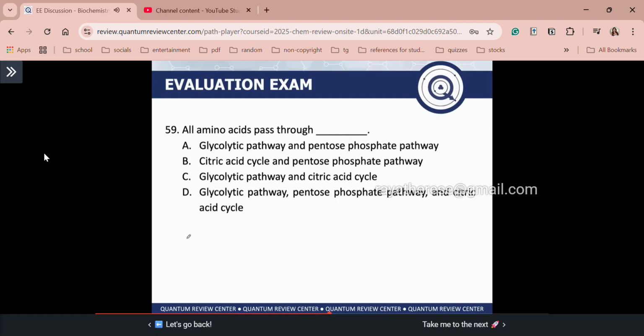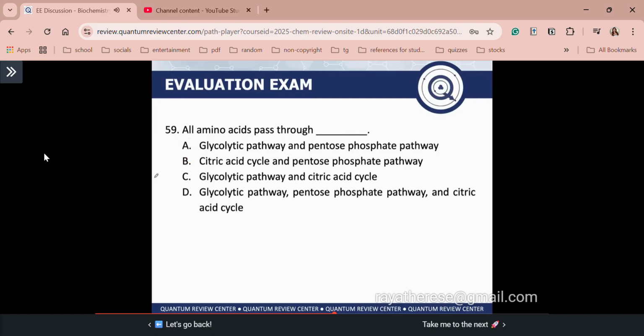Class, for these pathways, si PPP po ay not included in our amino acid metabolism. Okay? So again, it does not participate in amino acid metabolism because its primary function is to produce NADPH and ribose 5-phosphate. So it's not in the main energy generating or gluconeogenic routes where your amino acids are degraded. So again, si letter A, may PPP siya, si letter B and si letter D are incorrect choices. Class, again, hindi po nagpa-participate si pentose phosphate pathway in amino acid degradation.